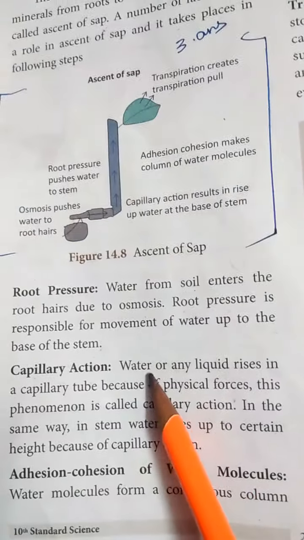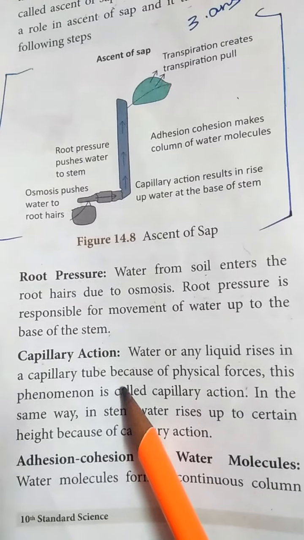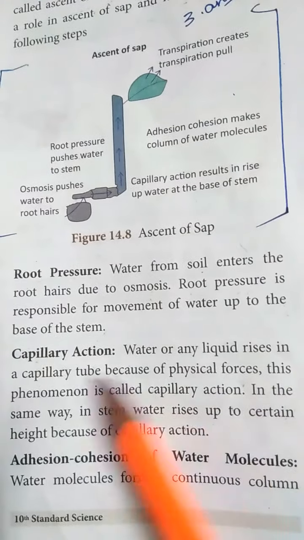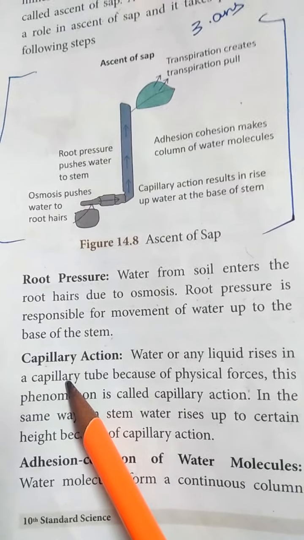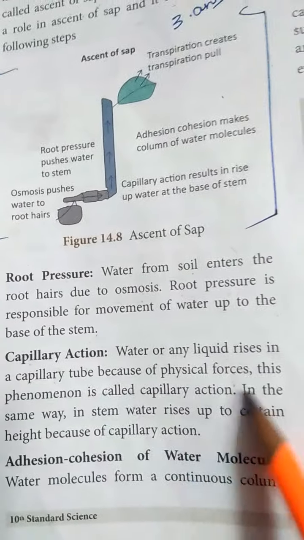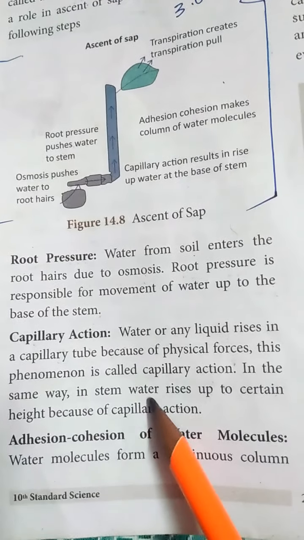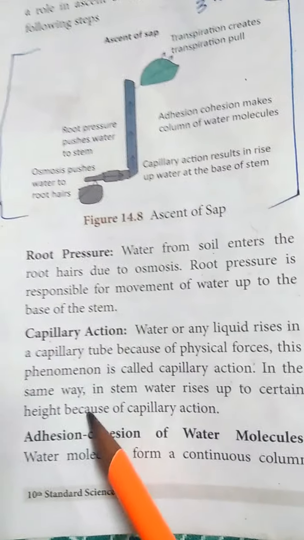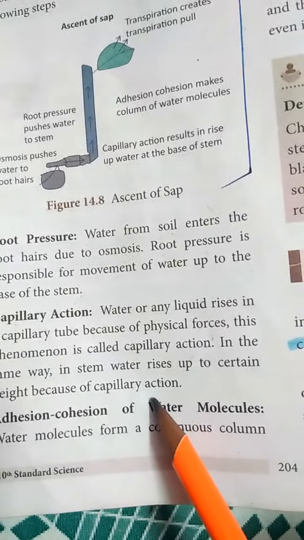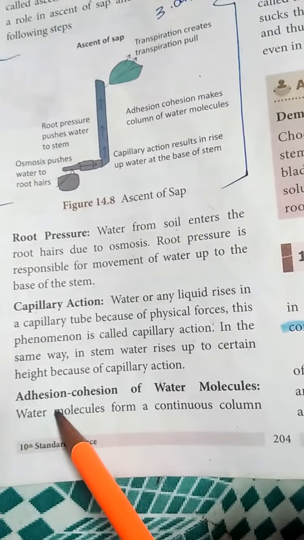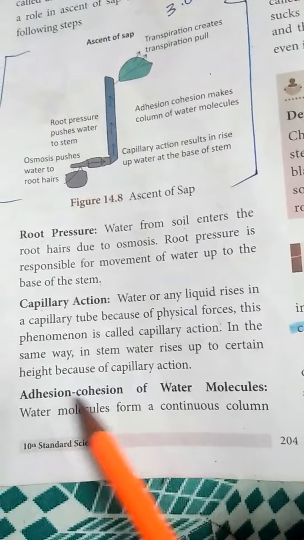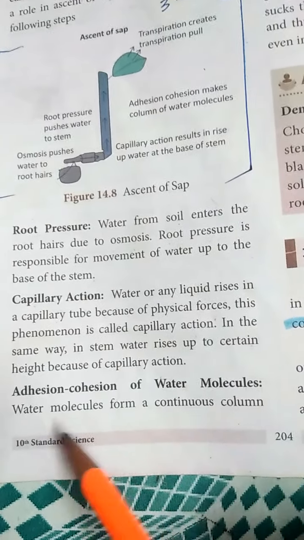Similarly, water or any liquid rises in the capillary tube because of physical forces. Capillary tube means a tube having a very small diameter. This phenomenon is called capillary action. In the same way, in the stem, water rises up to a certain height because of capillary action. The next factor which helps in the ascent of sap is adhesion and cohesion of water molecules.